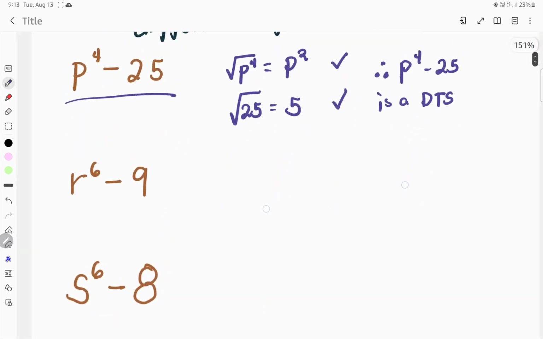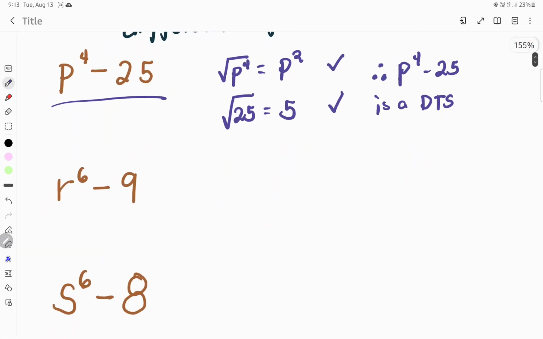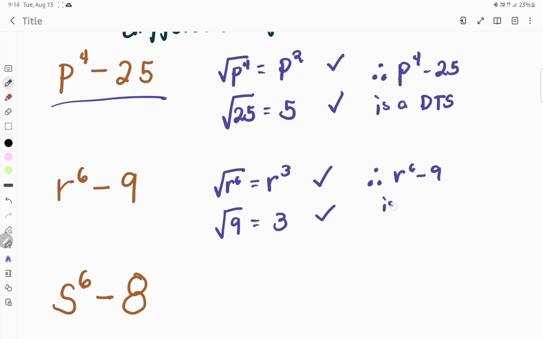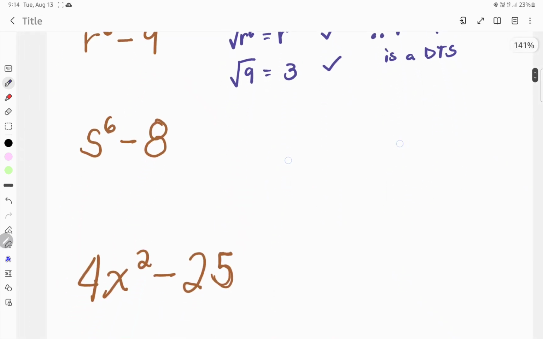Let's have an analysis of the other one. We have r to the 6 minus 9. You need to check. This is just going to be happening in your brain. The square root of r to the 6 is r cubed, so it's a perfect square. Now we need to get the square root of 9. The square root of 9 is 3. So it's correct, and we can conclude that r to the 6 minus 9 is a DTS, a difference of two squares.